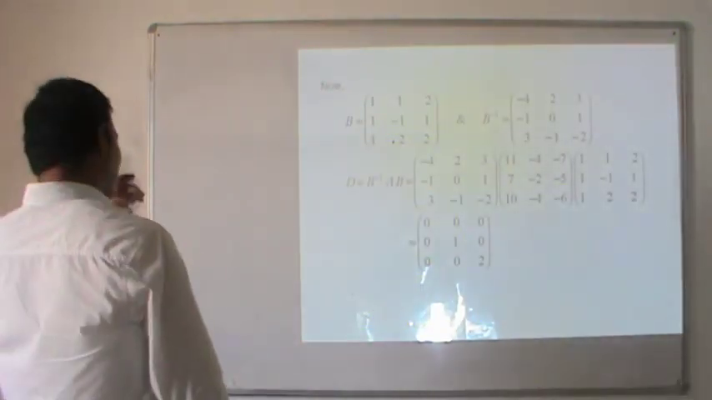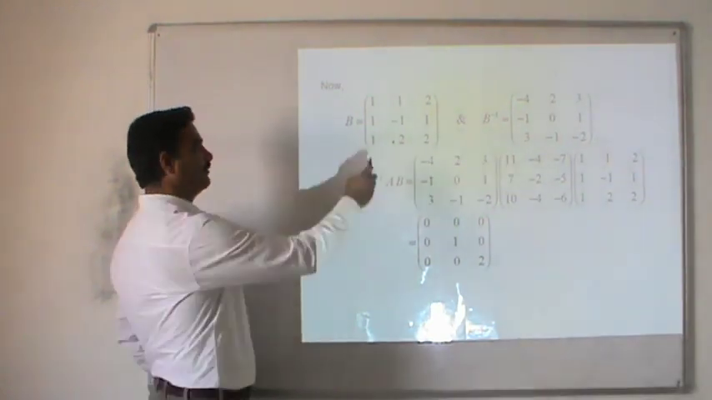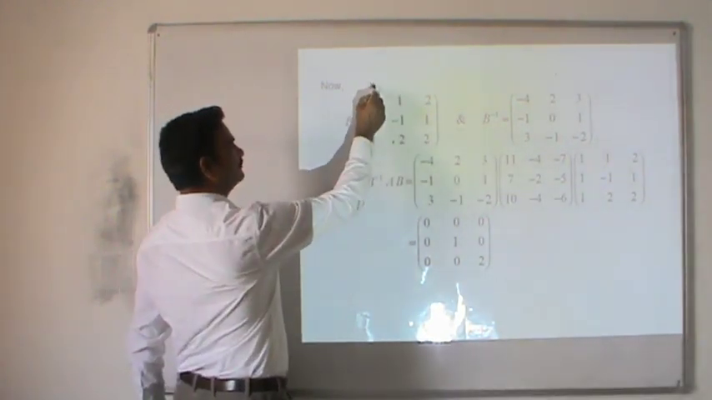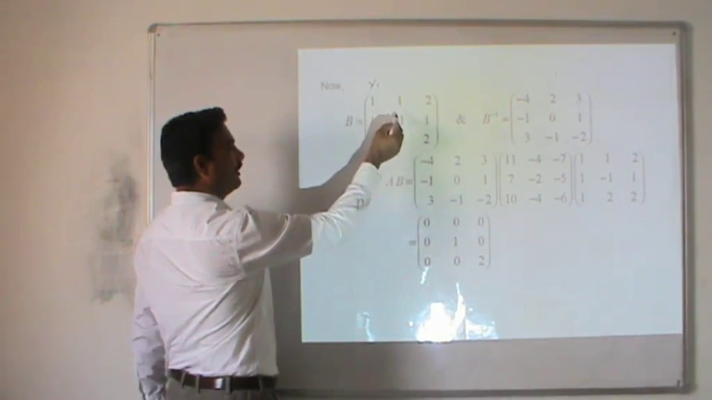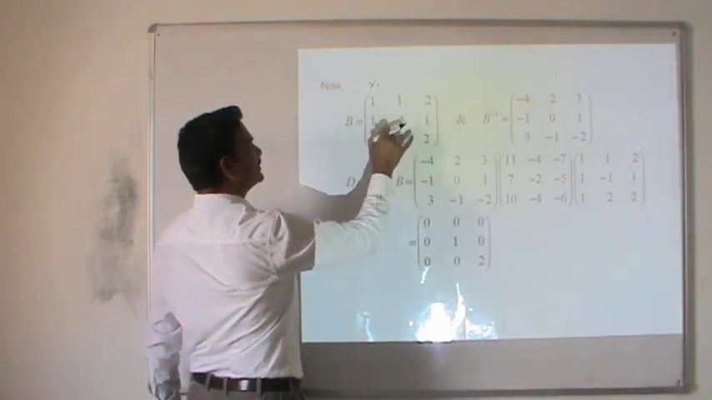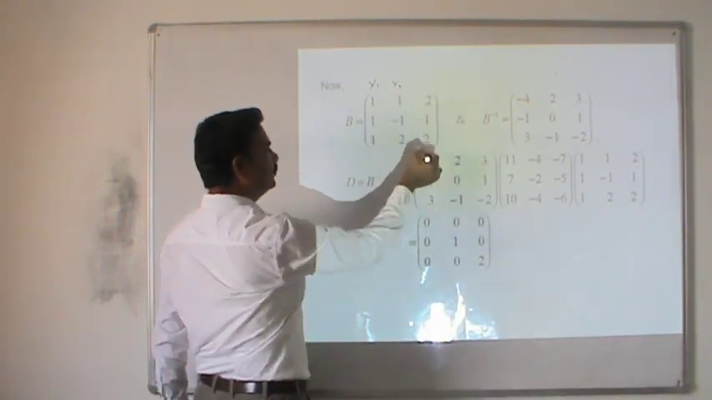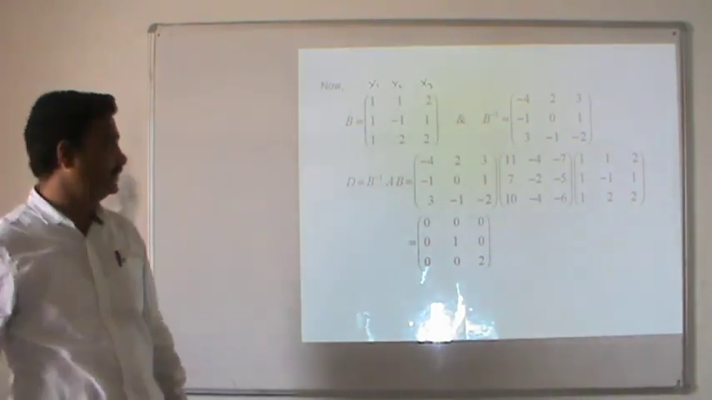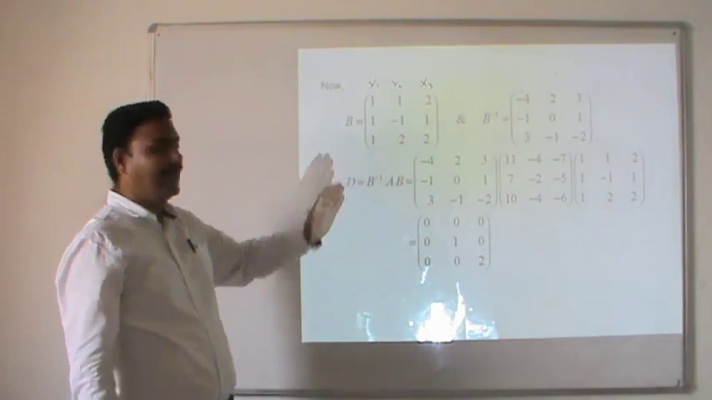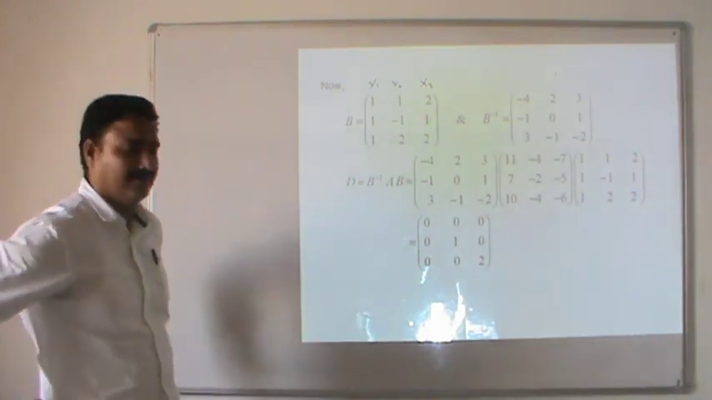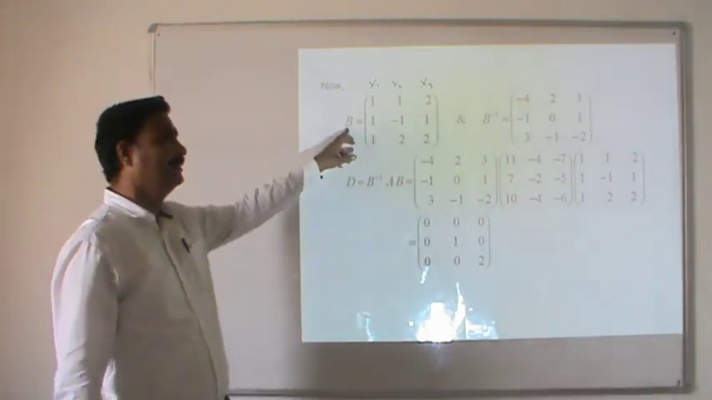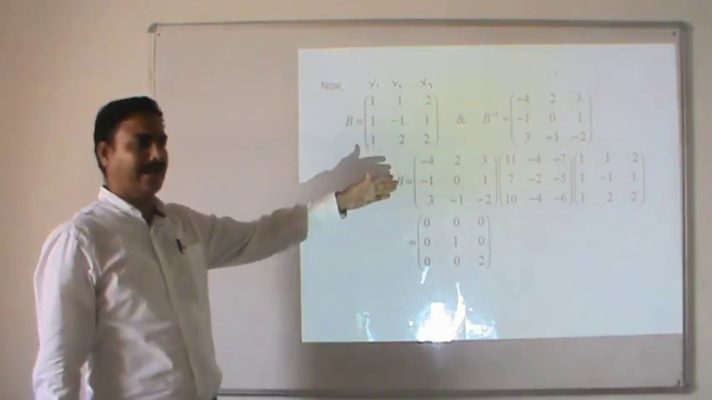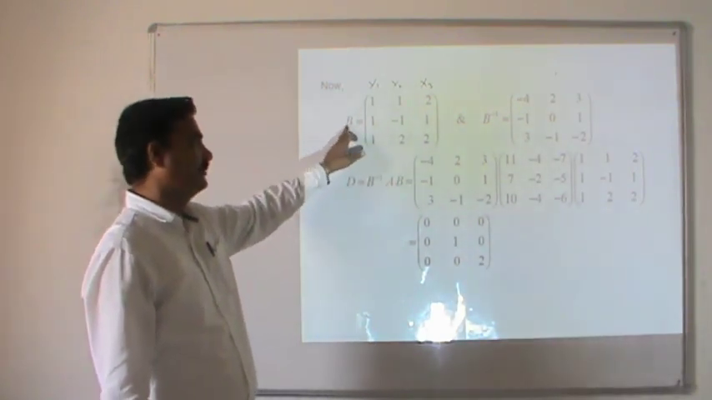Now, with the help of these three eigenvectors, this is our first eigenvector, 1, 1, 1, X1. 1, minus 1 and 2 is our second eigenvector. And 2, 1 and 2 is our third eigenvector corresponding to third eigenvalue 2. With the help of these three eigenvectors, we construct our new modal matrix B, which consists of all three eigenvectors, and we find our B inverse.